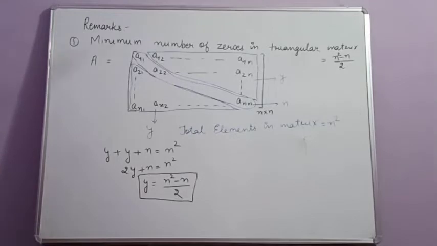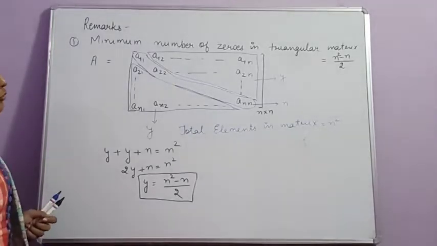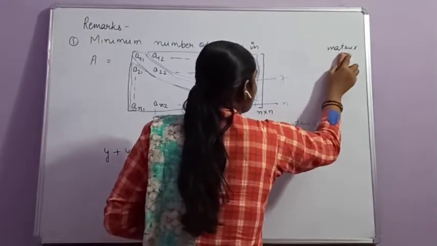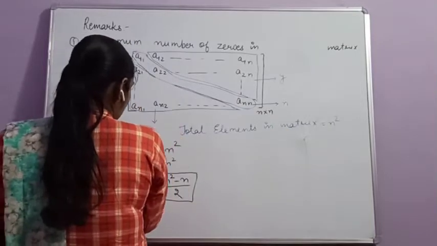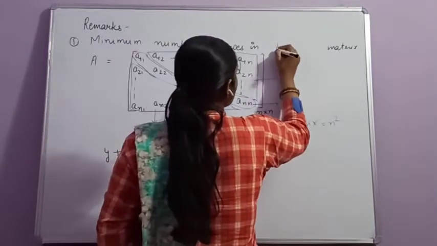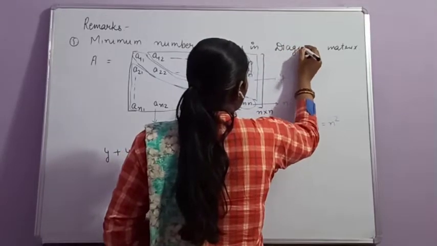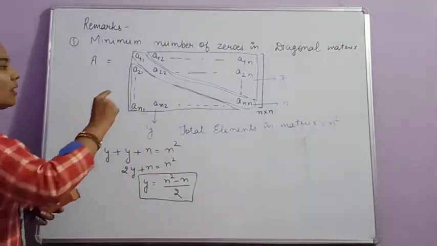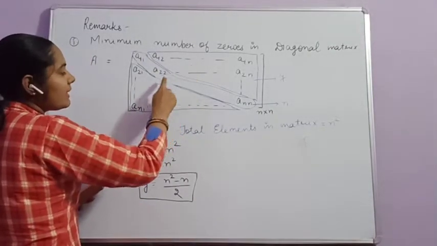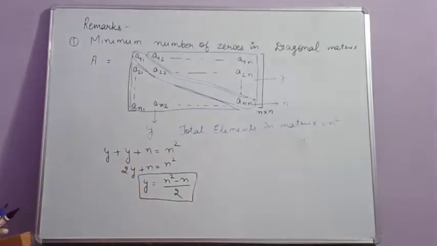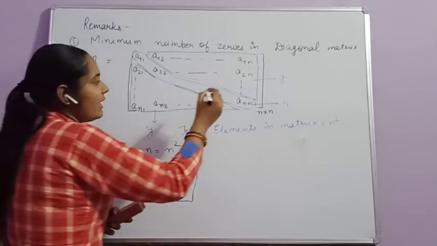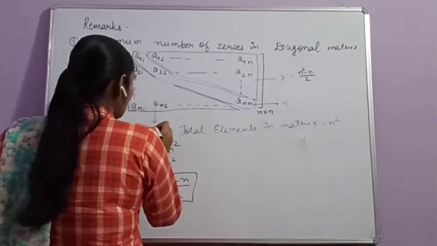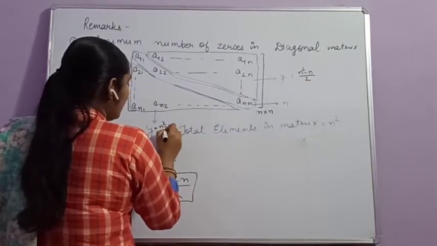Clear? Now we have to find the minimum number of zeros in a diagonal matrix. We know that in a diagonal matrix all elements of the upper triangular matrix and the lower triangular matrix are equal to 0. That is, y is n square minus n divided by 2, and here also the value of y is n square minus n divided by 2.